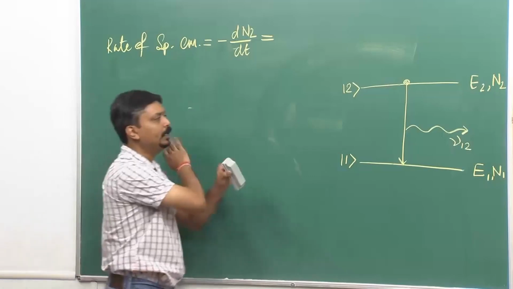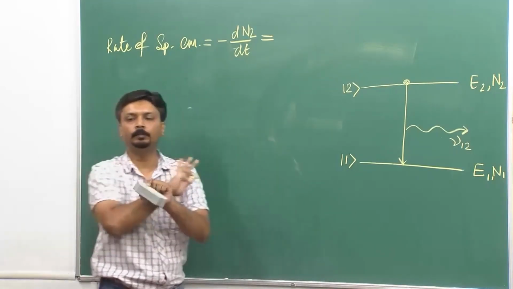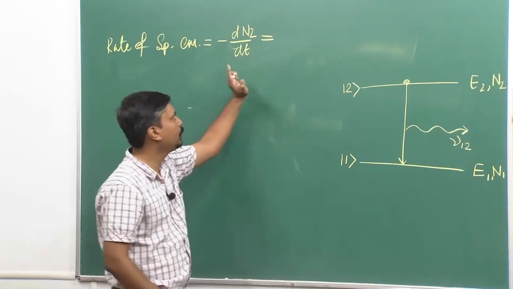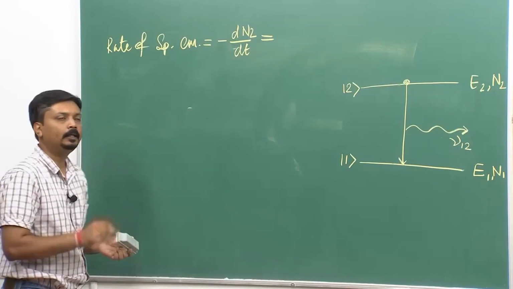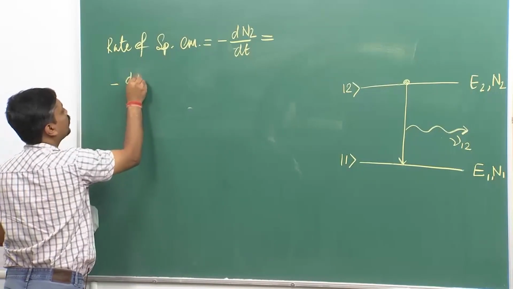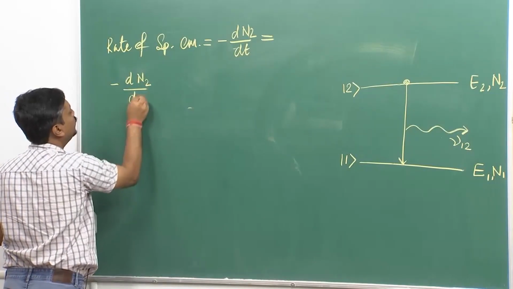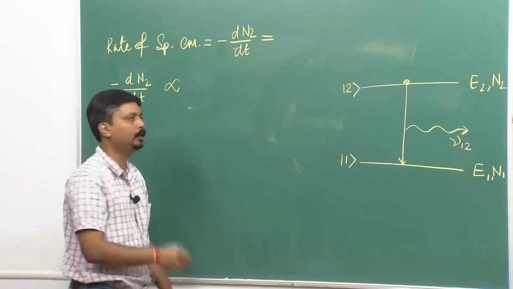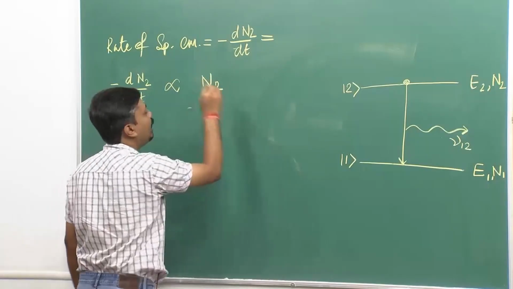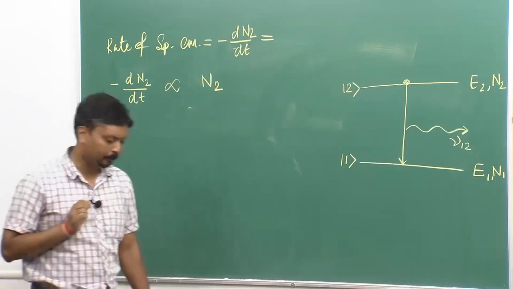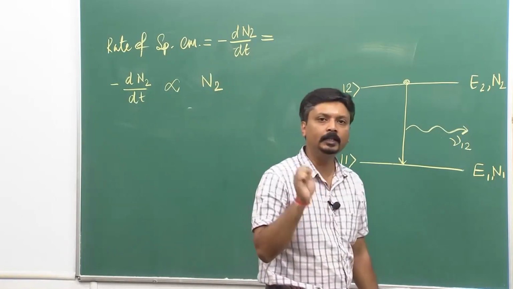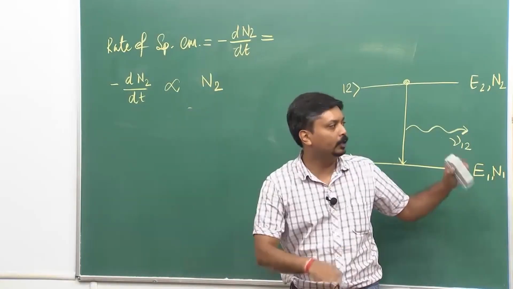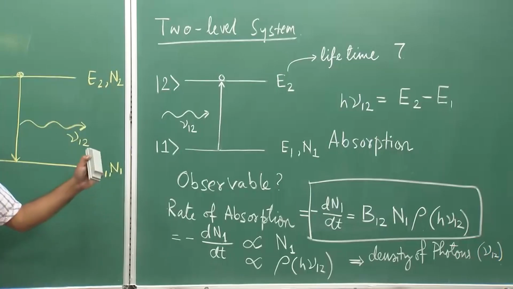And remember, here there is no light, there is no spectral field or radiation field present when I am considering spontaneous emission. So what will minus dN2 dt depend on? It will depend on only one thing, that is the number of atoms present in state 2. Since we do not have any radiation field here for spontaneous emission, this is the only thing it can depend on, unlike the case of absorption where it depends also on the radiation field.